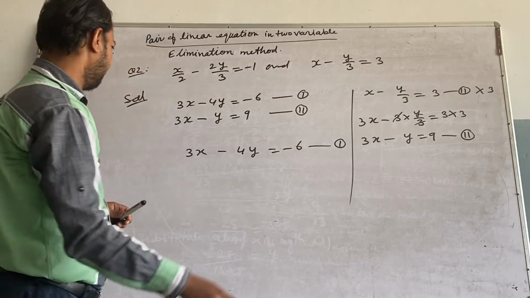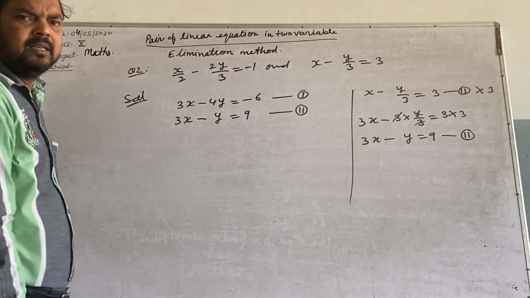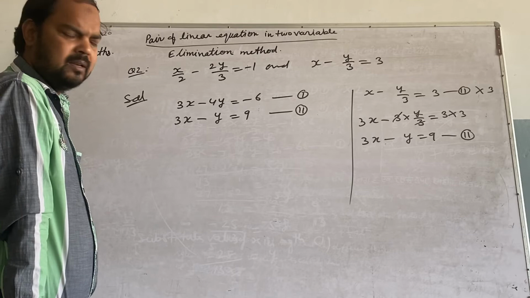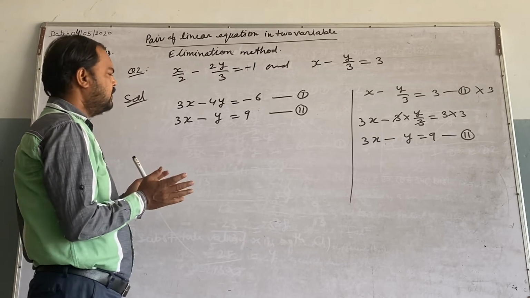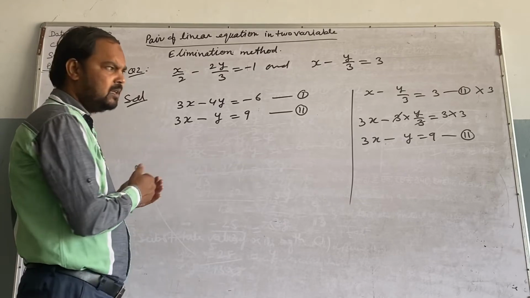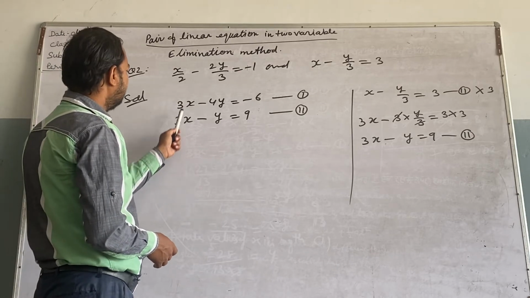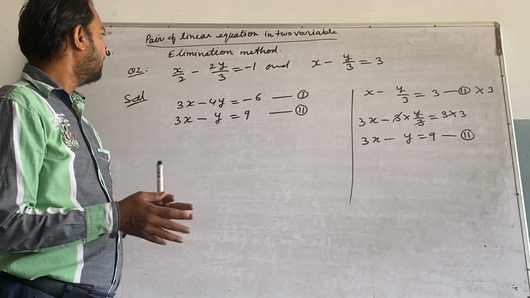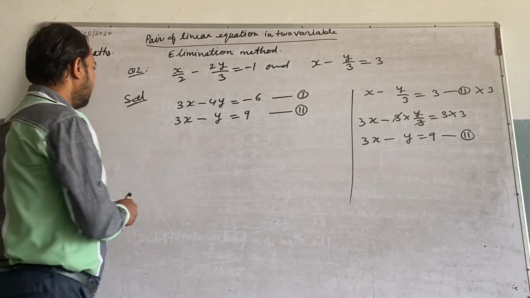In this case, we see that the coefficient of x is already equal. The coefficient of x in this case is 3, in this case is 3. So we don't multiply by any other number for equating the coefficient. We have already equal coefficients. We need not multiply by any number. So the coefficient of x is the same, we have already got it equal. So we do not need to multiply by any other number. We can directly add or subtract here.